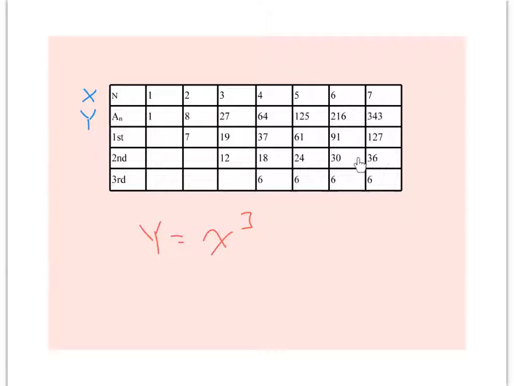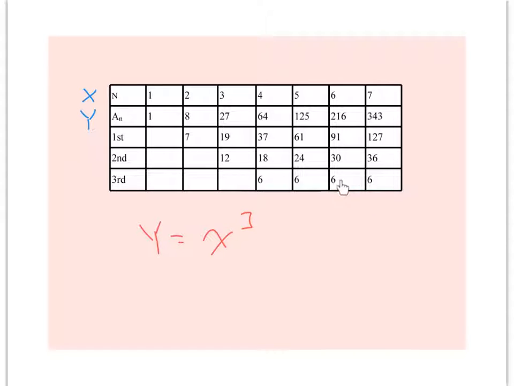These are all still not the same number. So I'm going to subtract once again. 18 minus 12 is 6. 24 minus 18 is 6. 30 minus 24 is 6. I'm seeing a pattern. 36 minus 30 is 6. These are my third differences.